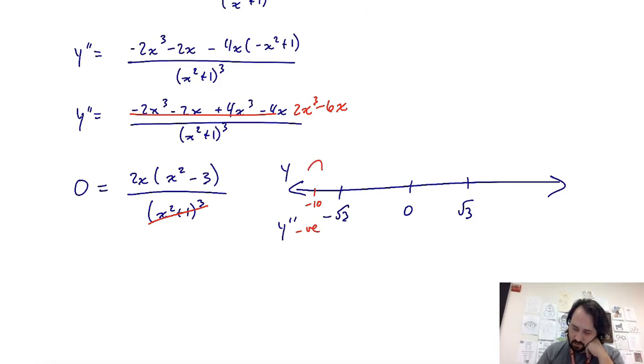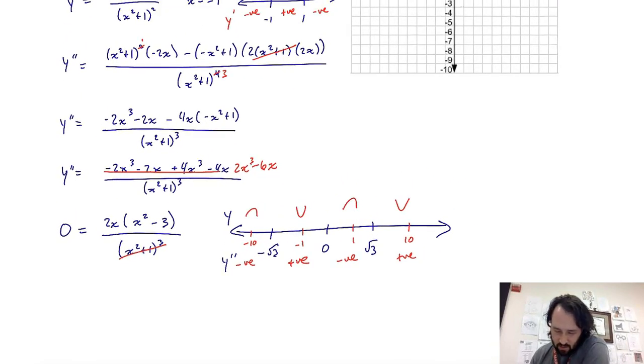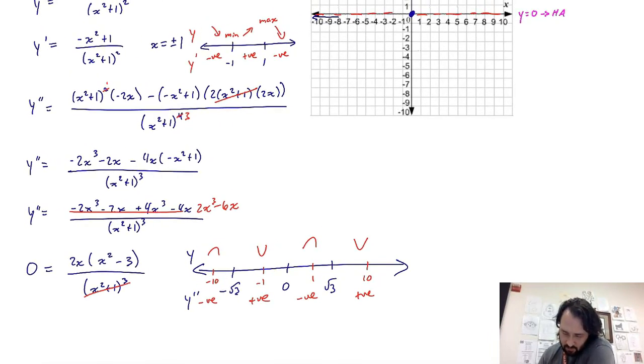And then I will hit negative root 3. So I'm going to test negative 1, which would be a negative times a negative, would be concave up, and a positive interval. If I put in positive 1, that would be a positive times a negative, so a negative interval, which means I'm concave down. If I put in positive 10, that's going to be positive, so I'm concave up. So I have points of inflection at negative root 3, 0, and root 3.